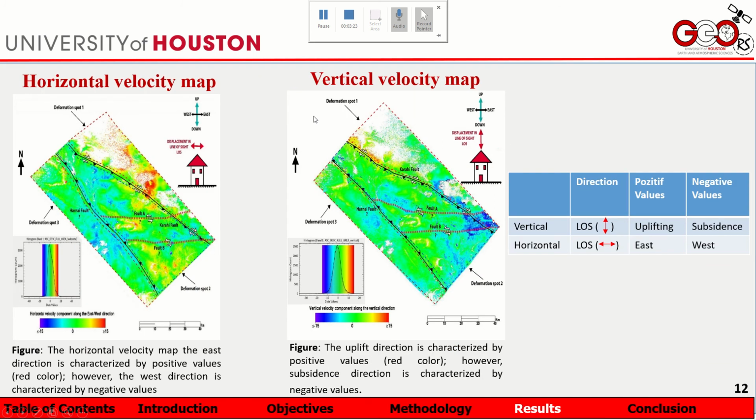When I used these two, ascending and descending, with the decomposition tool, I looked at the horizontal and vertical maps. The horizontal map gives us the west and east components directly. So based on this result, I can say that the movement of deformation spot 1 is to the east side, and when I look at the vertical map, I cannot see any vertical movement on these two faults.